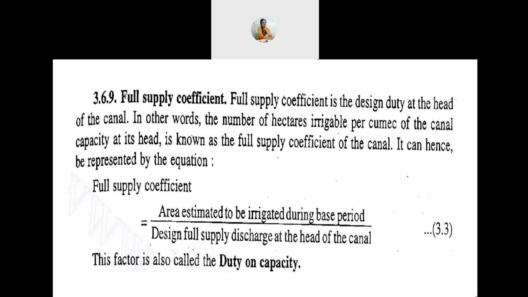It can hence be represented by the equation: full supply coefficient is equal to the area estimated to be irrigated during the base period divided by the design full supply discharge at the head of the canal. So this factor is also known as the duty on capacity.